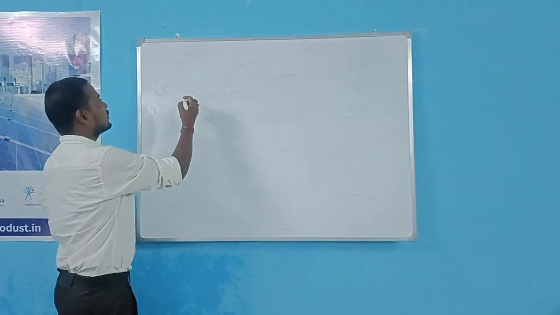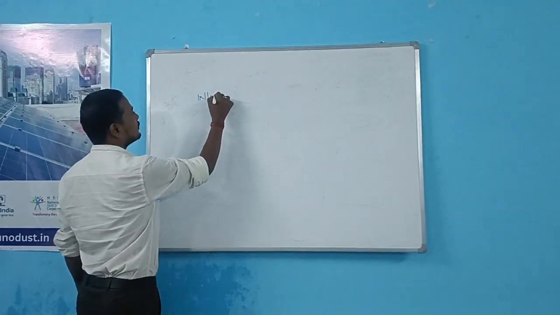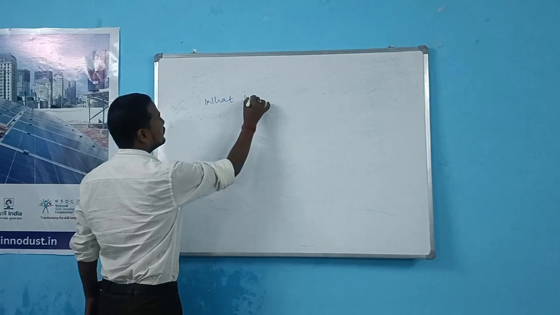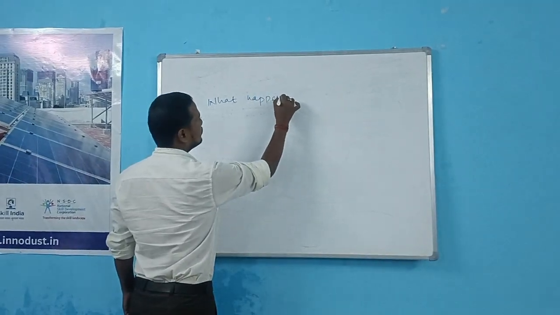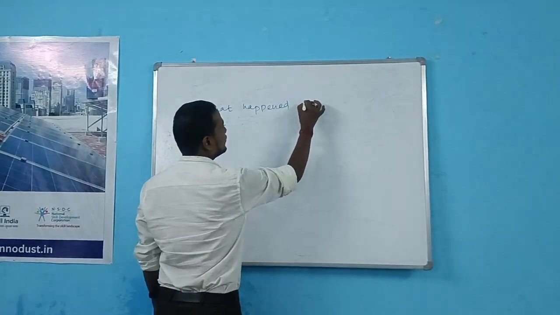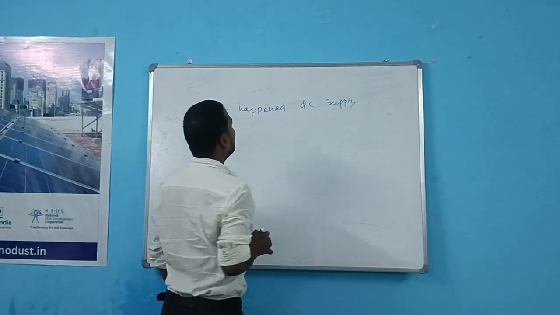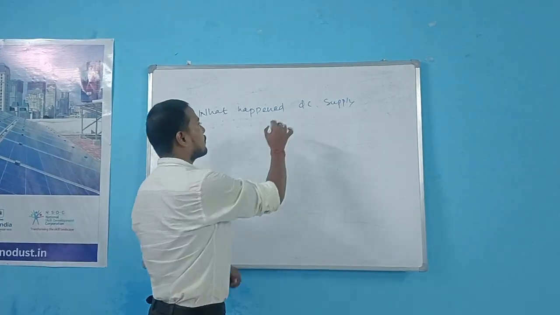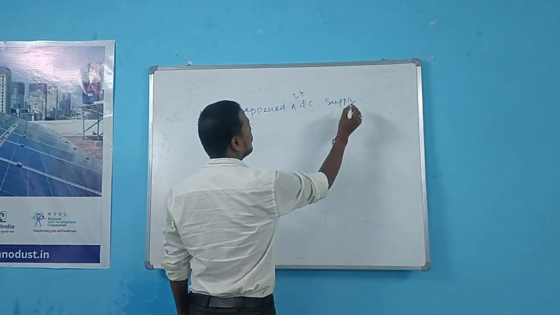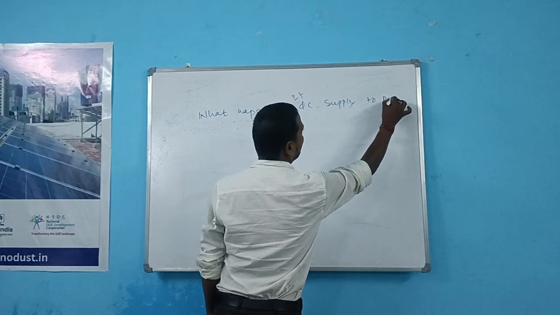This is the new topic. What happens to a transformer if we supply a DC source or DC supply to the primary of a transformer? What happens if DC is supplied to the primary of a transformer?